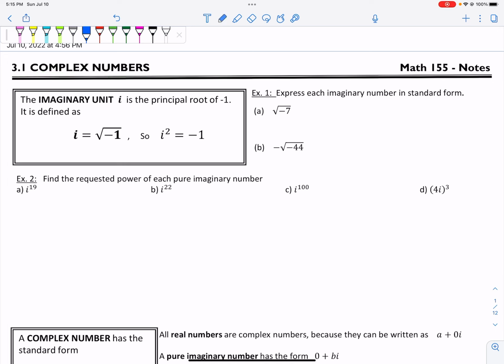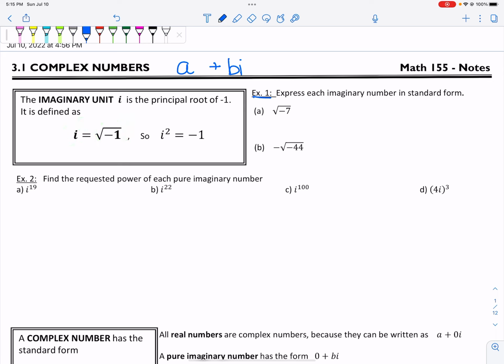Complex numbers are numbers that have two parts, the real part and the imaginary part: a plus bi. Now what is i? i is defined to be the square root of -1. So if we square both sides of this, we end up with i squared equals -1.